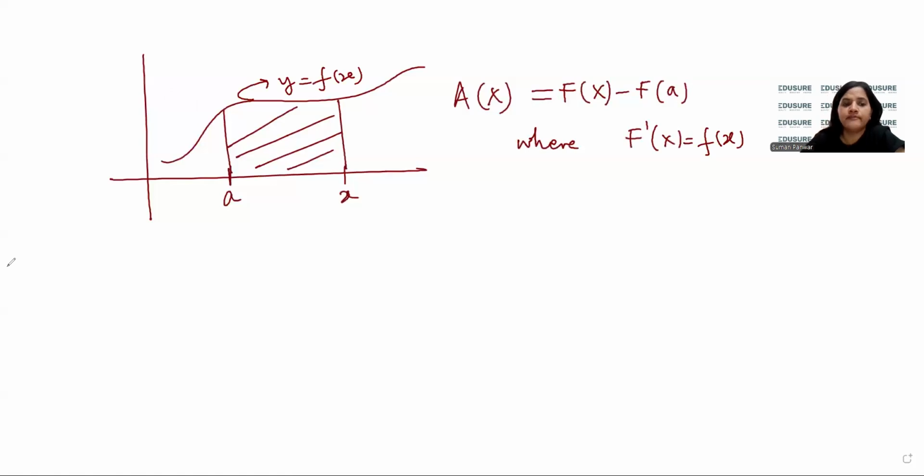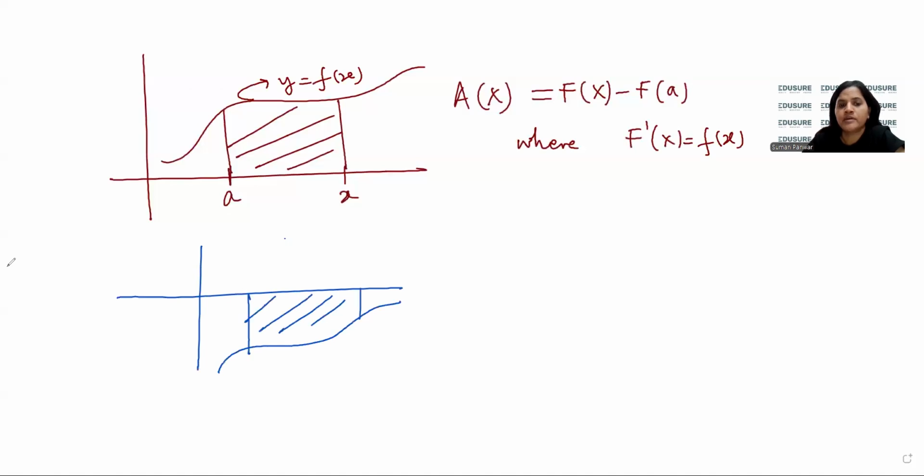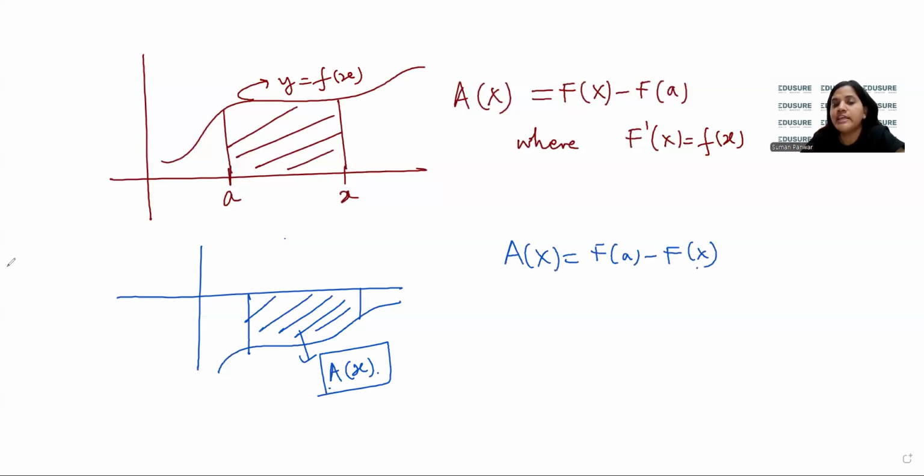Now, this happened when the graph was above the x-axis. Now, what happens if our graph is below the x-axis? Like, for example, like this. Suppose I want to find out this area A of x. So in this case, we will reverse the formula. A of x would be equal to F of a minus F of capital X. Because if we keep the original formula, we can notice one thing, that this area is going to be negative. So to make this area positive, because area cannot be negative, we will reverse the formula. A of x is equal to F of a minus F of x.